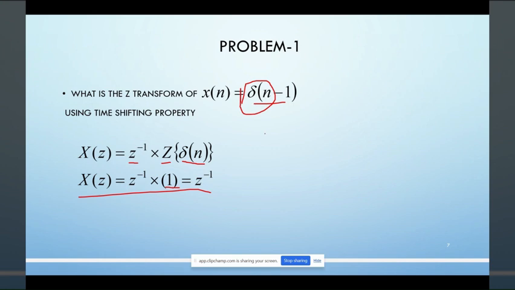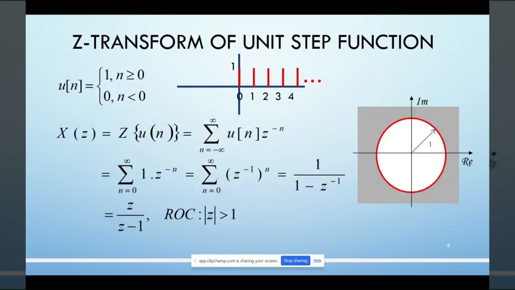For example, if it is minus 2 here, what happens? Here we will get z power minus 2. If it is minus 3, it is z power minus 3. I hope you understood. For the ROC, it is the entire z plane except z equal to 0.